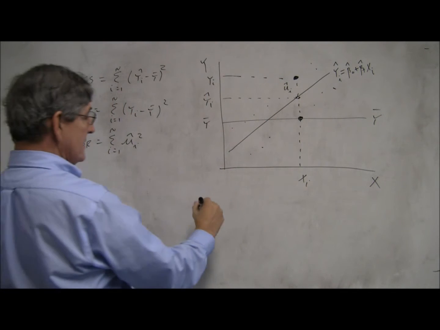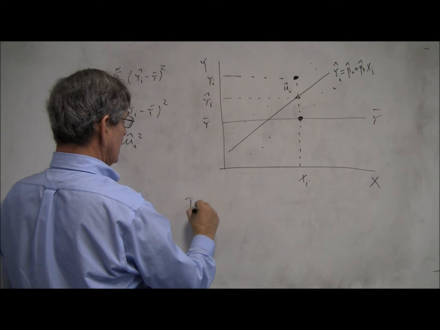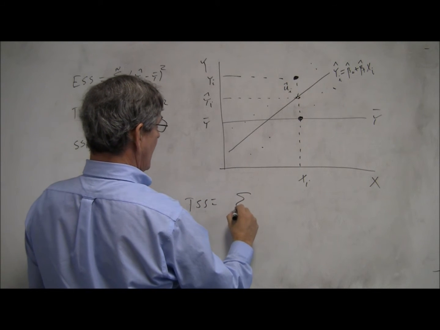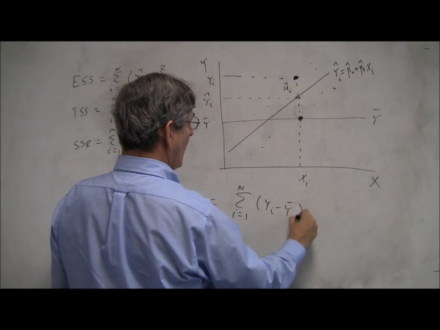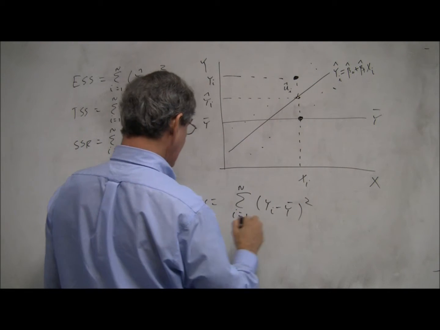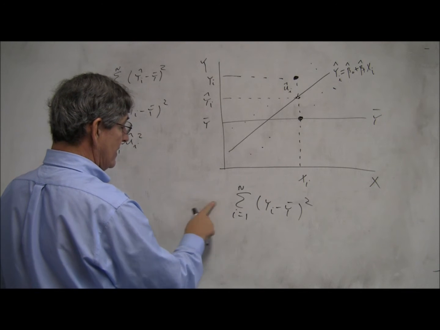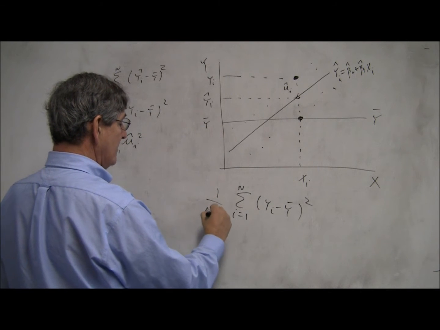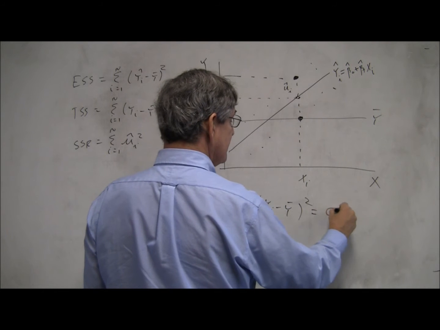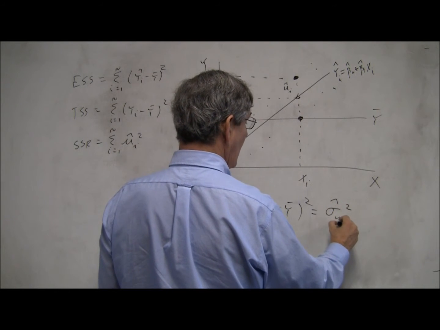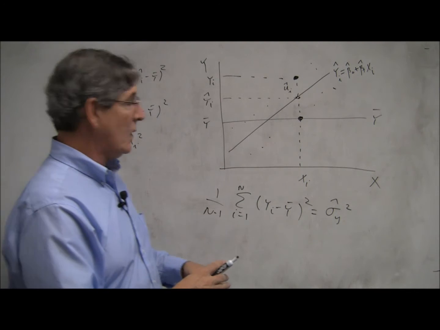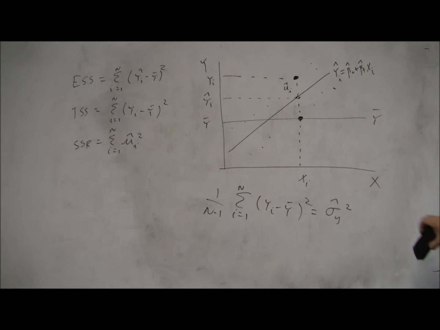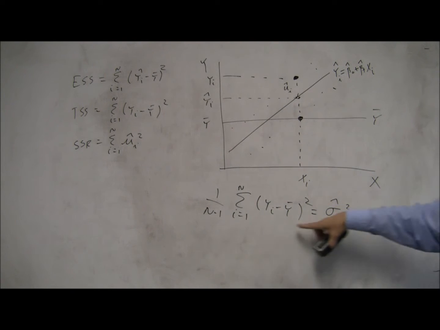If I were to take this total sum of squares, which is the sum from i equals 1 to n of (yi minus y bar) squared, that's that distance squared. If I take that total sum of squares and multiply by 1 over n minus 1, that's an estimate of sigma squared y, the total variance in y. So this sum of squares is essentially just the total variation in y. That's how you estimate the variance of y.